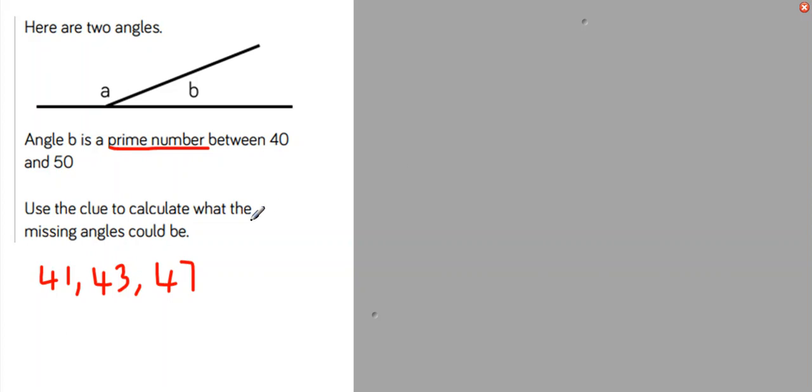So use the clue to calculate what the missing angles could be. So therefore, if B is 41, A is what? If B is 43, A is what? If B is 47, A is what? Pause the video and have a go.